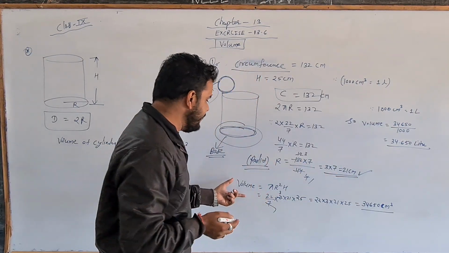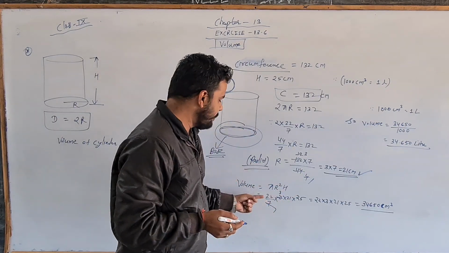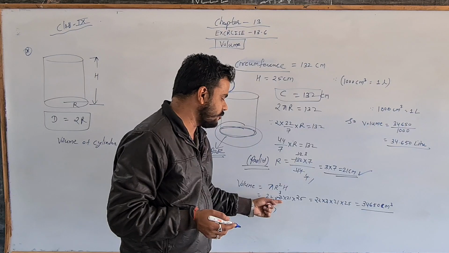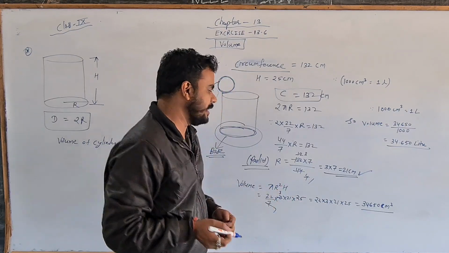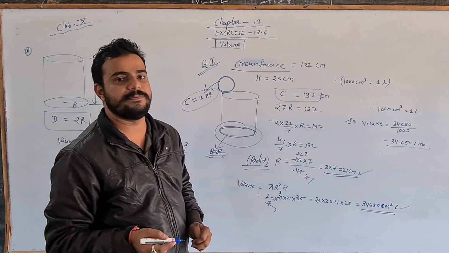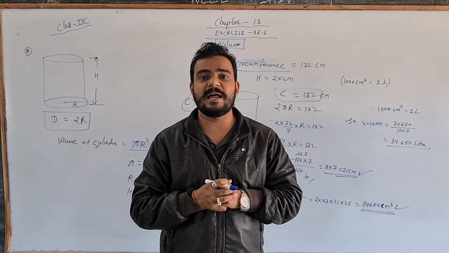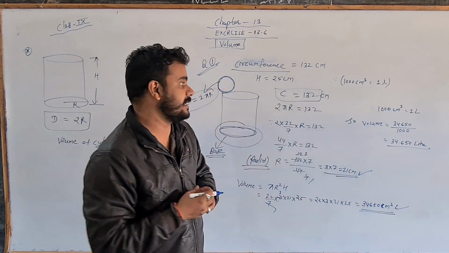Now we need to find the volume. The volume of a cylinder is pi r square h. Pi is 22 by 7, r is 21 into 21, and h is 21. Then we get our answer like this: 34650 centimeter cube. But the question says we have to find the answer in liters.